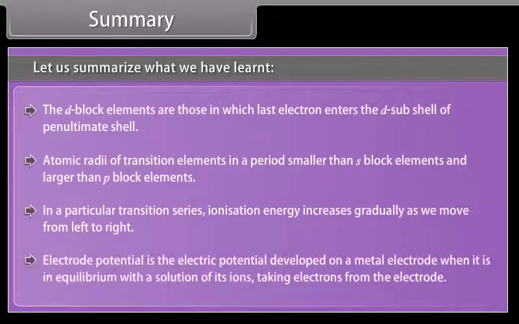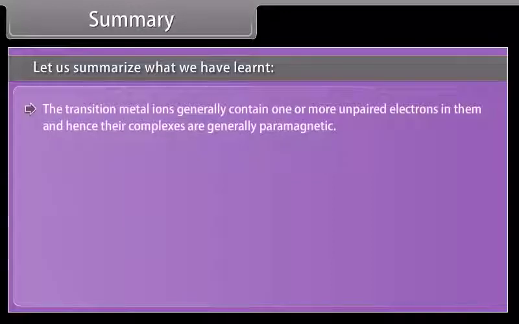Electrode potential is the electric potential developed on a metal electrode when it is in equilibrium with a solution of its ions, taking electrons from the electrode. The transition metal ions generally contain one or more unpaired electrons in them, and hence their complexes are generally paramagnetic.